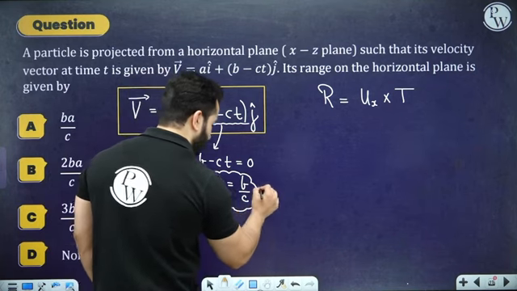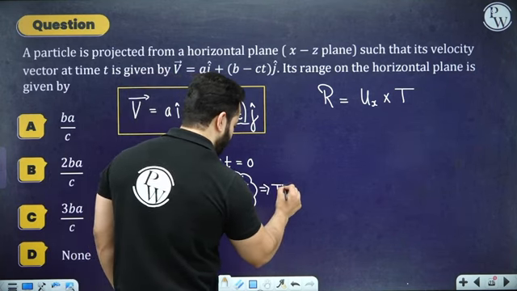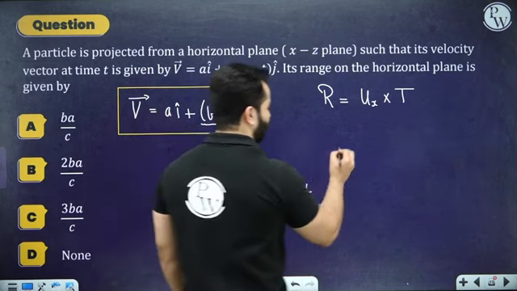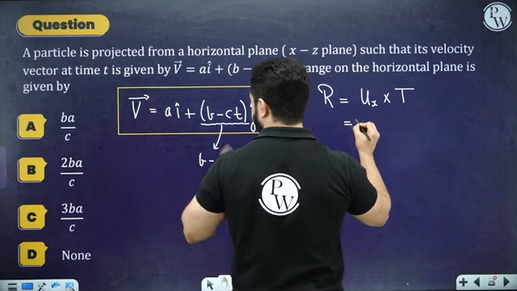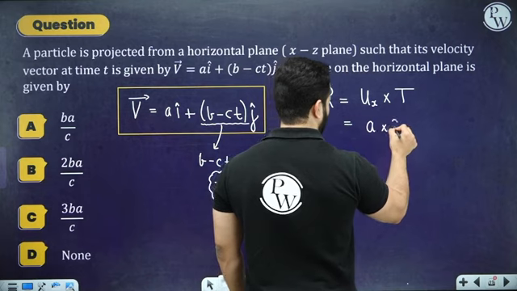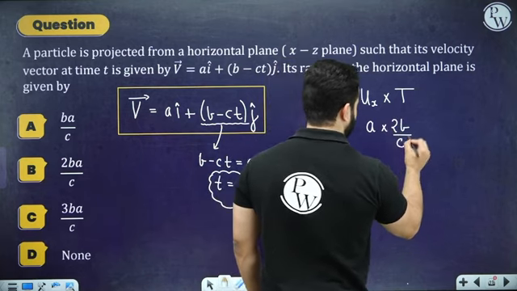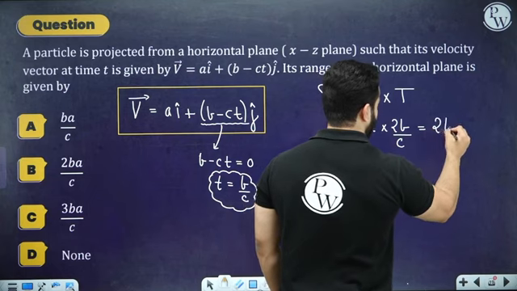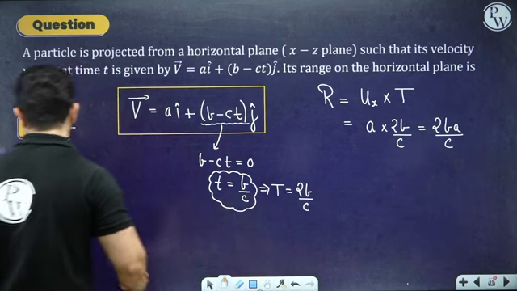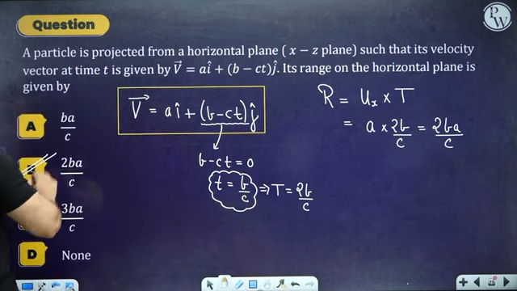So from here we can say that time of flight will be 2b by c. And velocity in x direction is a times 2b by c. That's it. This is your answer, 2ab by c. 2ab by c is the correct answer.